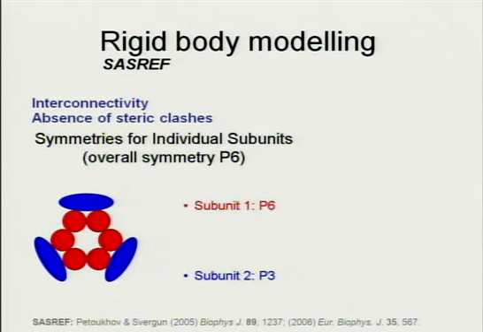Besides, sometimes the symmetry is slightly more complicated. Like here, one subunit of the complex has a symmetry P6, the red one, and the other one has a symmetry P3. So it is possible to add such restrictions to the program.